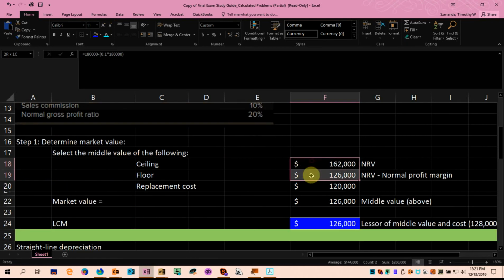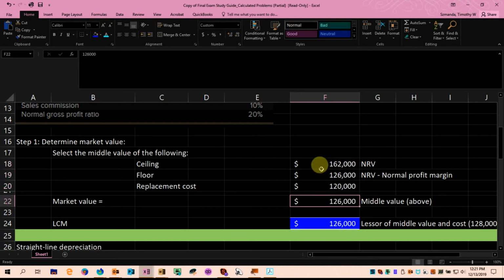Now we're going to compare these three values, and we're going to take the middle value. And in this case $126,000, the floor, happens to be the middle value.